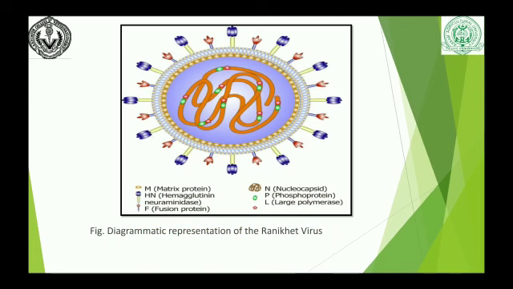So this is the diagrammatic representation of the virus, which includes 6 proteins: M for matrix protein, HN for hemagglutinin neuraminidase, F for fusion protein, N for nucleocapsid, P for phosphoprotein, and L for large polymerase protein.